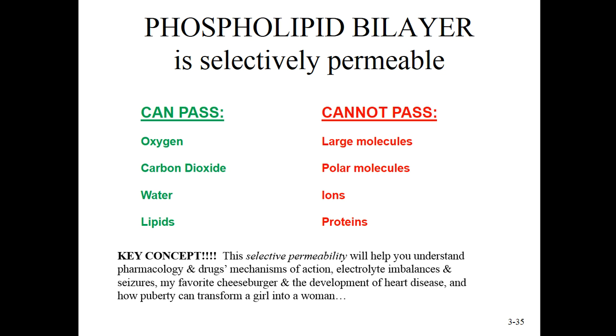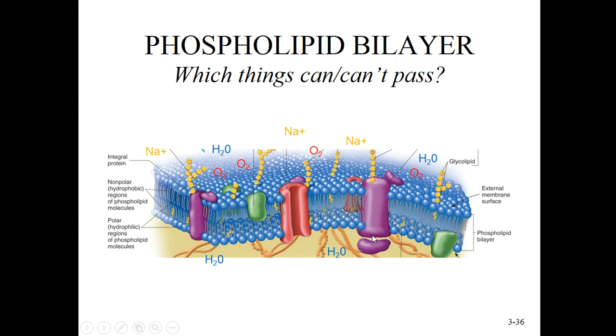Now, you might be asking right now, why should I care? Make me care, Jay. Well, here we go. Pharmacology, right? Drugs, mechanism of action, the reason that our patients can get sick or die from electrolyte imbalances, and why they might have seizures. Why does my favorite cheeseburger slowly kill me? And how does puberty transform a girl into a woman? Really, at the heart of all of these phenomena is the fact that the plasma membrane will let these things easily through and not so much with those other things.